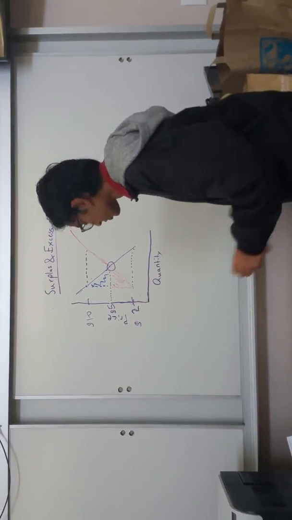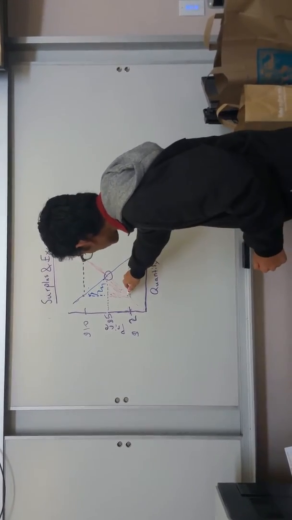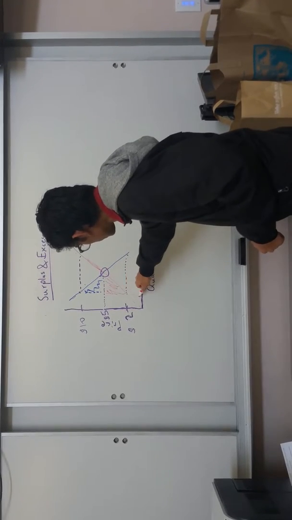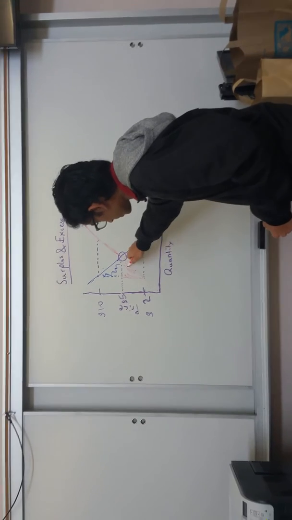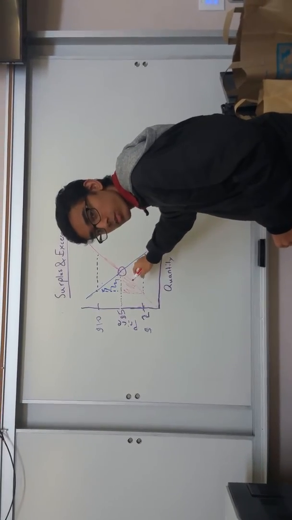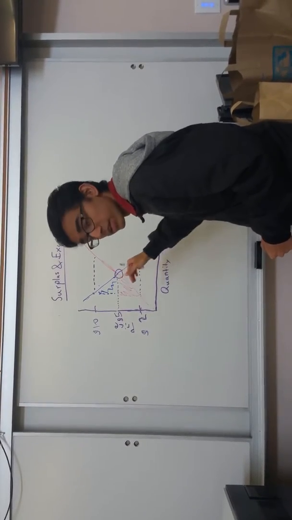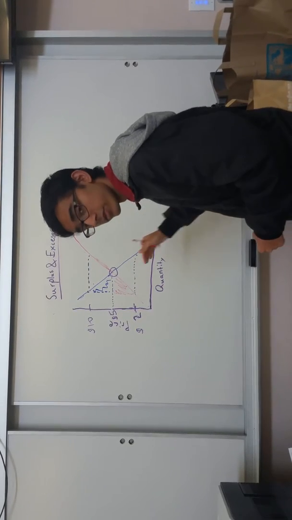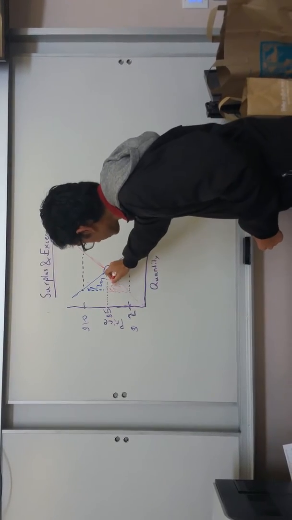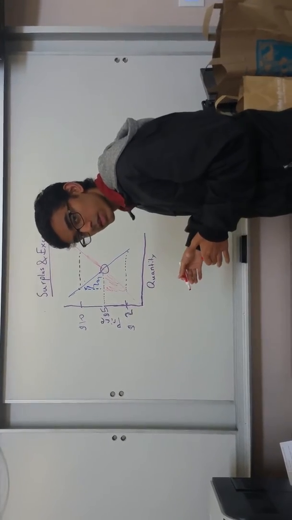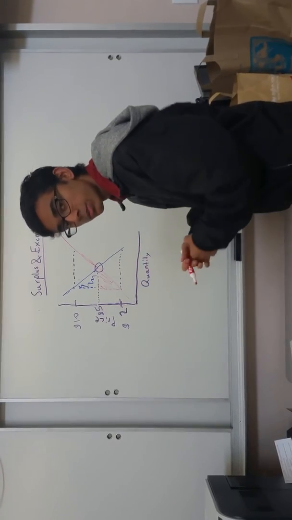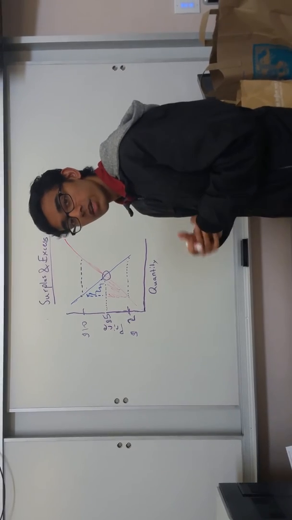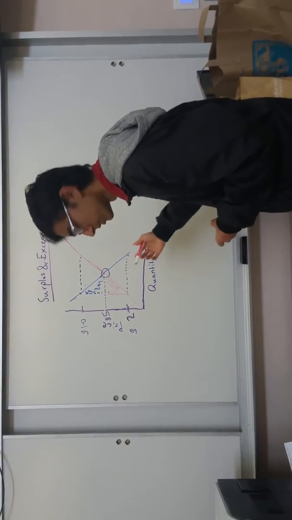And conversely, we also have producer surplus. So all the producers who are willing to produce goods at these prices are willing to sell them at less than $5. However, because the market price is $5, these producers actually have a producer surplus because they're able to sell the product for more than what they are willing to actually sell it for.